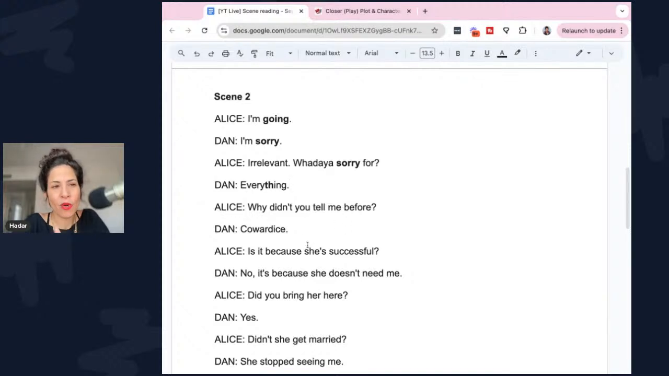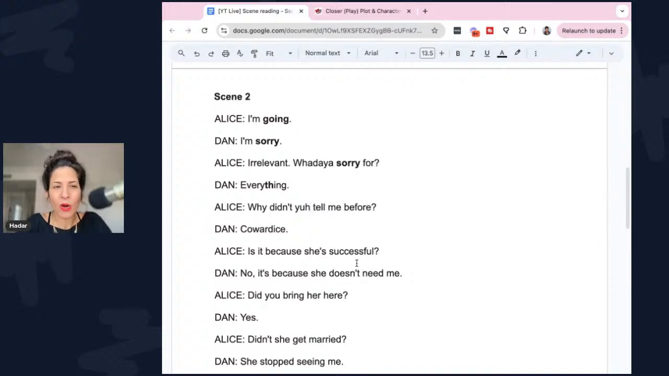Now look at how the meaning changes depending on where we put this stress. For example, if I were to put the stress on you, which is completely inappropriate in this case, why didn't you tell me before? Do you feel like it actually indicates that someone else told her that? Why didn't you tell me before? Right? And this is why I wouldn't want to stress you. You is actually super reduced.